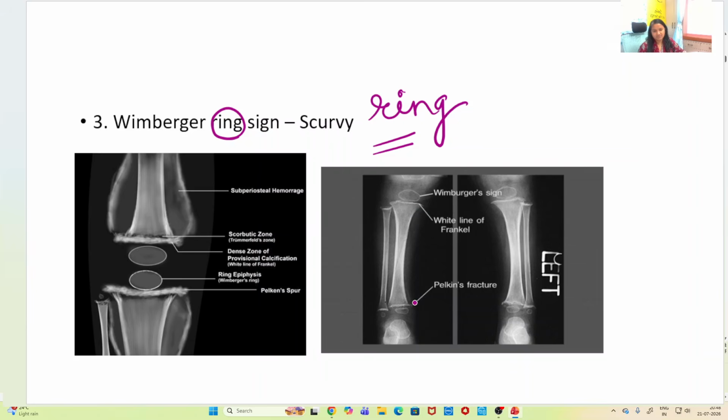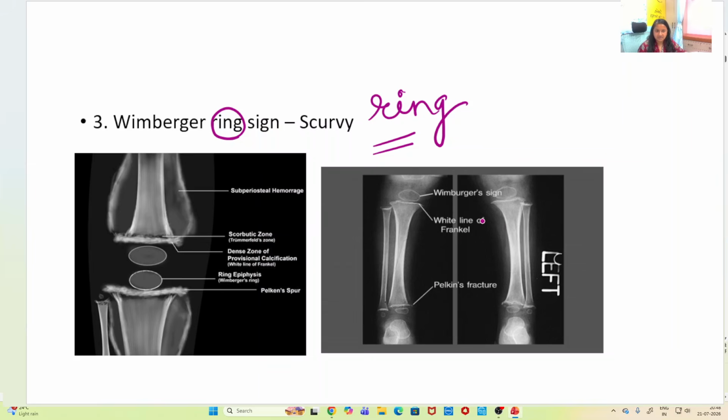Now what is Pelkin's spur or Pelkin's fracture? This is a triangular area or a small projection which extends from the margins of the metaphysis, and it is caused by healing microfractures and subperiosteal hemorrhage. So what are these three radiological signs? All three are individual questions for NEET.